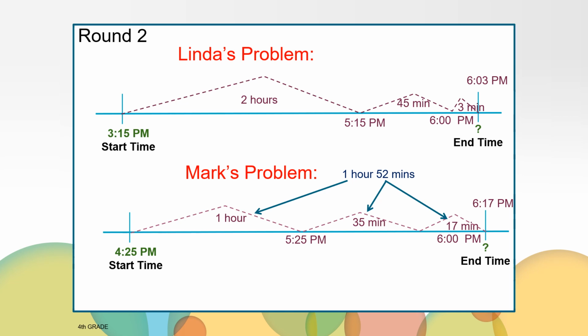He split that up into a way that made sense to him. He knew that 5:25 plus 35 minutes would get him to 6 p.m. He knew that he still had 17 minutes to work. 6 p.m. plus 17 minutes is 6:17 p.m.